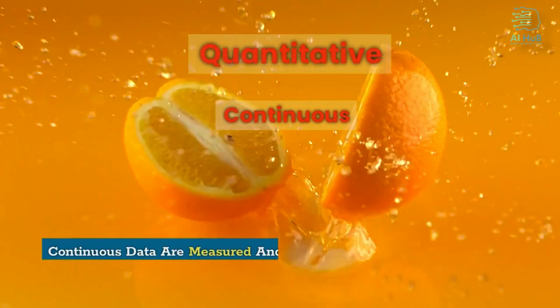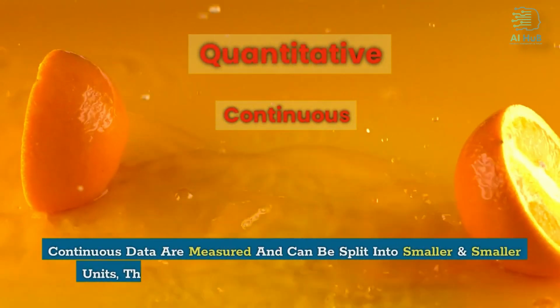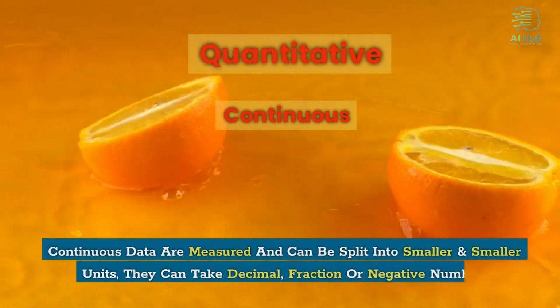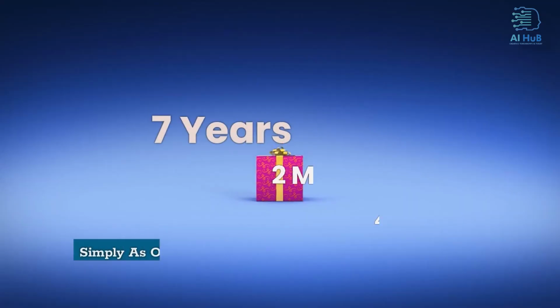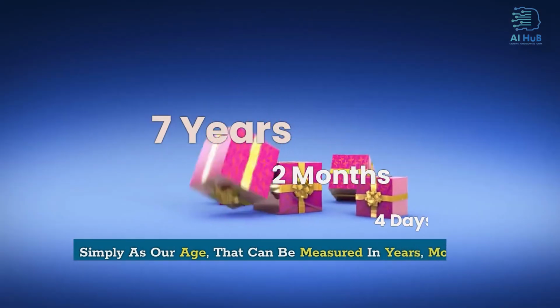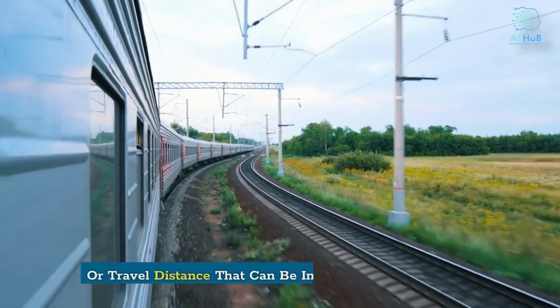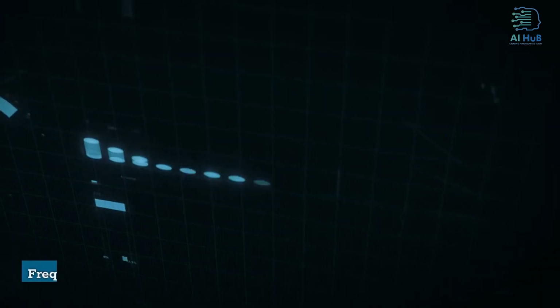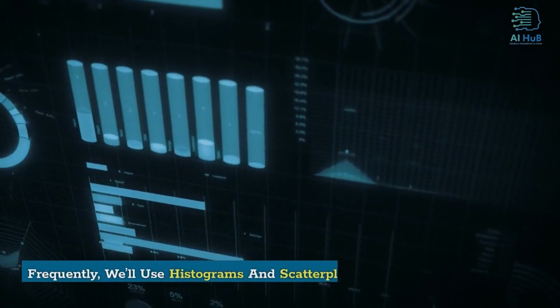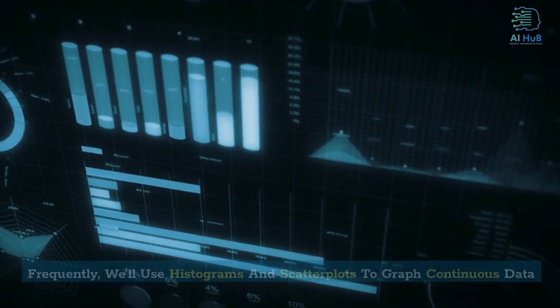Continuous data are measured and can be split into smaller and smaller units. They can take decimal, fraction, or negative numbers. Simply as our age, that can be measured in years, months, days, and even hours. Or travel distance, that can be in kilometers and meters. Frequently, we'll use histograms and scatterplots to graph continuous data.